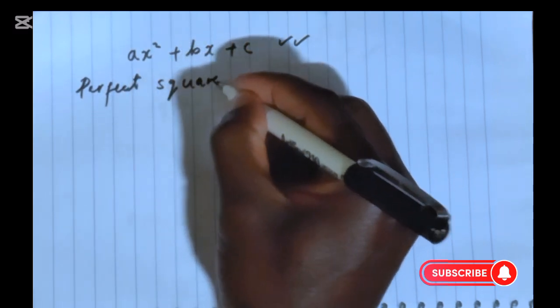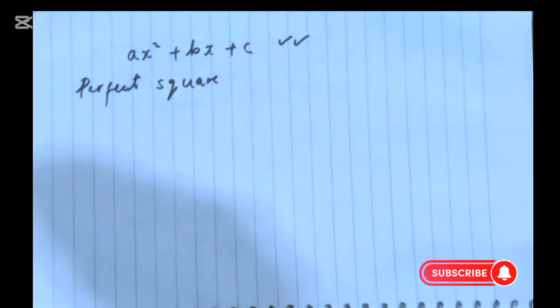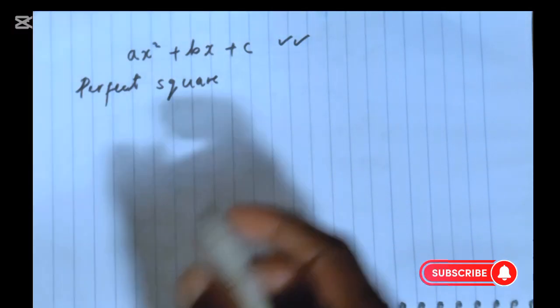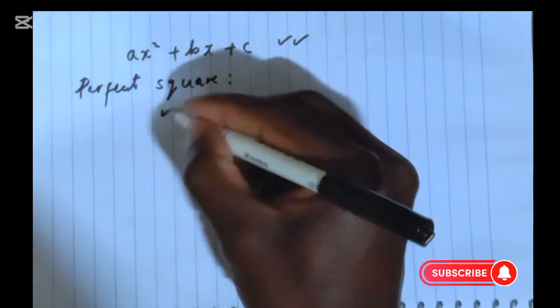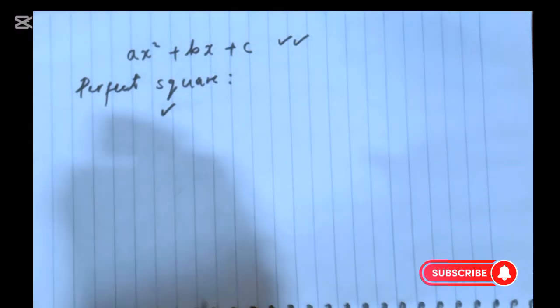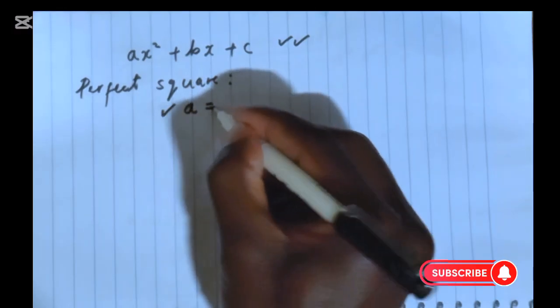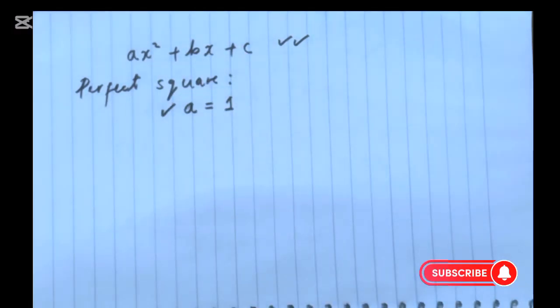All right. For it to be a perfect square, this quadratic expression will take a different form. So these are the requirements that it will have to meet. First of all, a must be equal to 1. So you always want to find out that a is equal to 1 for us to find out if it's a perfect square.